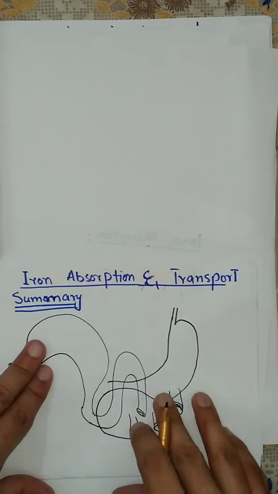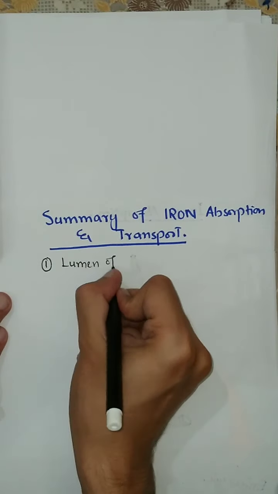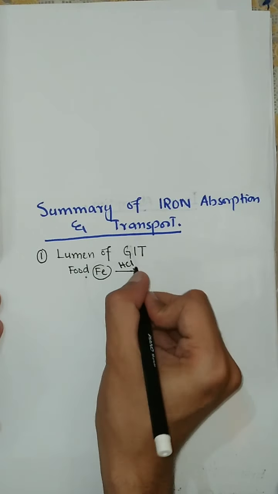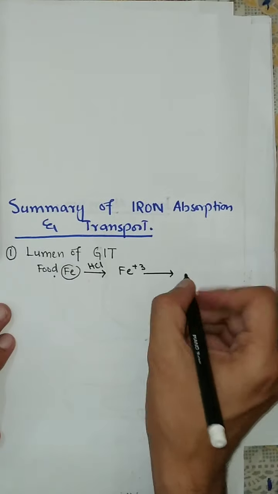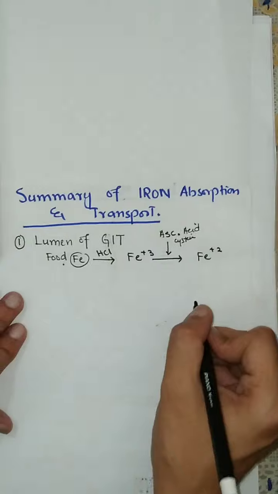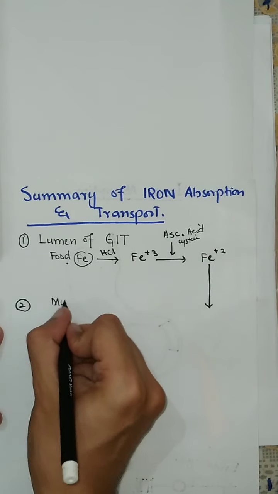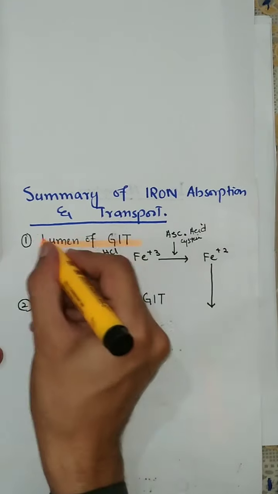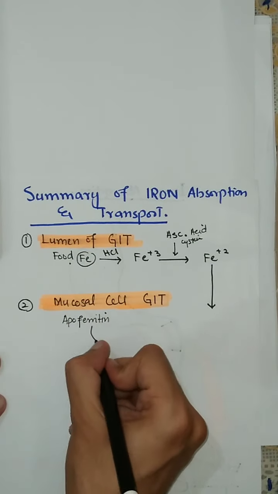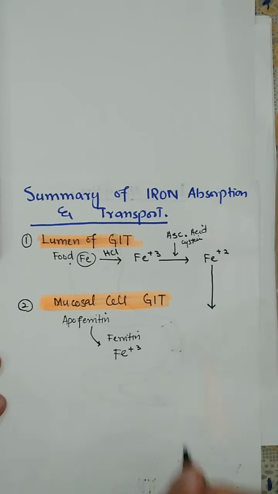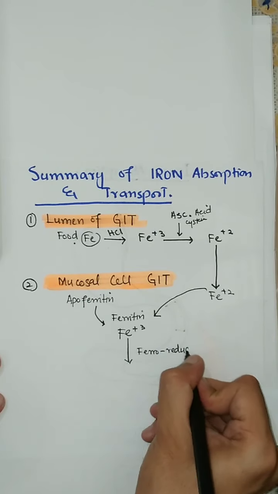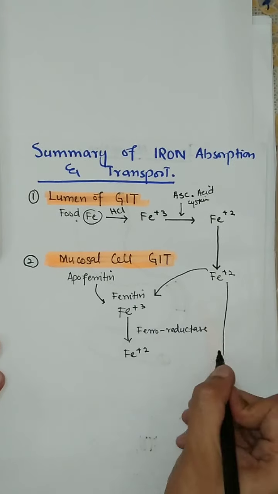Now, here is the summary of iron absorption and transport. When we eat a food which contains iron, the iron is converted to the ferrous form with the help of ascorbic acid. Now, from the lumen of the GIT, the ferrous iron is absorbed into the mucosal cell or enterocytes, and then is transported with the help of ferritin. The free form of ferritin is called apoferritin.